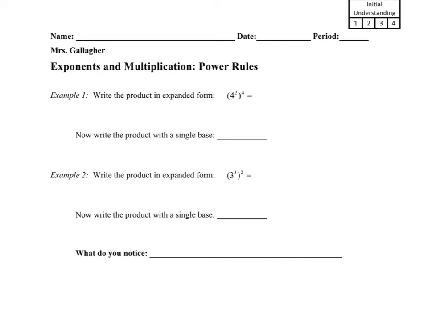Let's look at example 1. It says write the product in expanded form: 4 squared to the 4th power. If you notice here, there's an exponent inside of the parentheses. So let's first expand that to see what that means. We have 4 squared, so that means 4 times 4. And we're going to write that 4 times, because our exponent is to the 4th power. So we have 4 times 4 times 4 times 4.